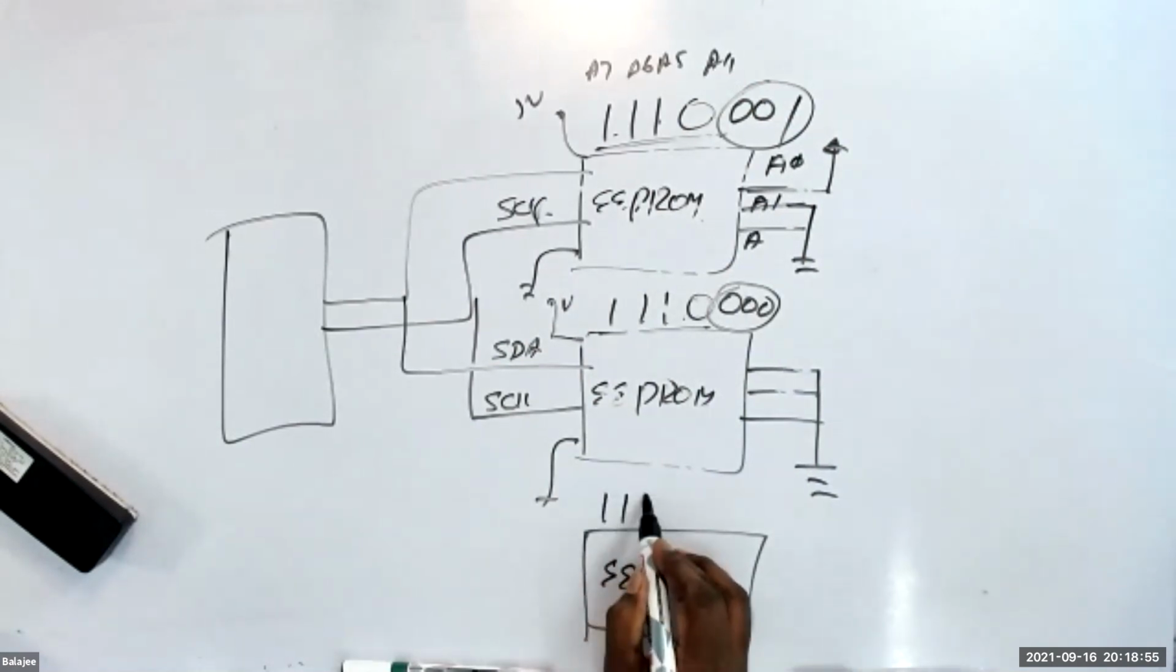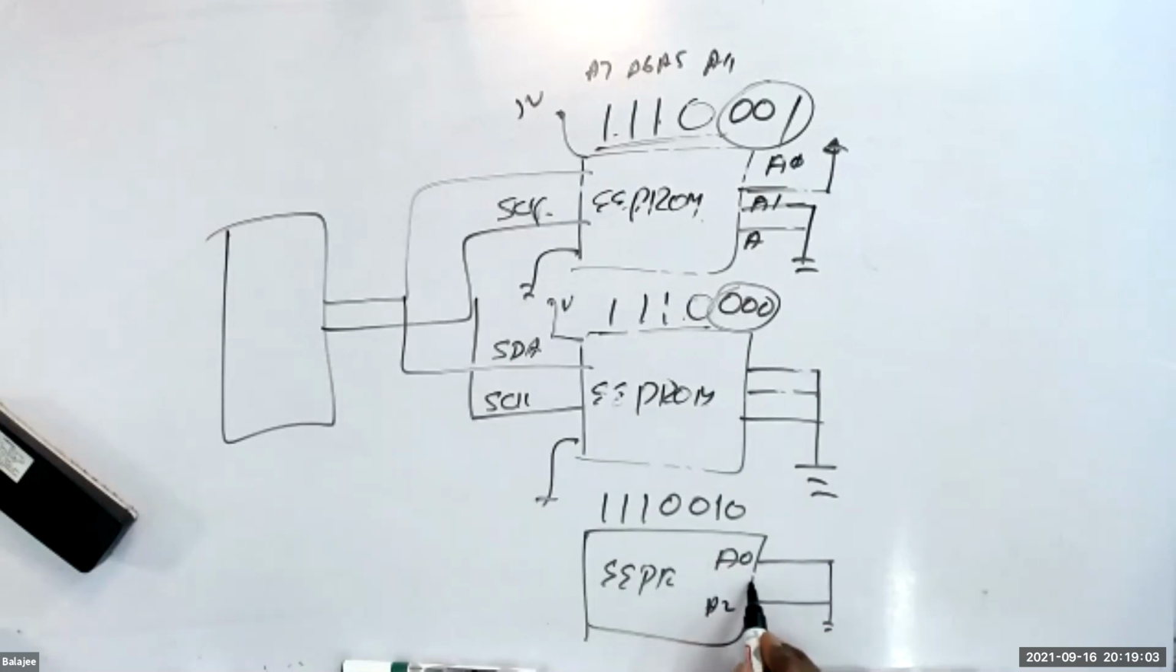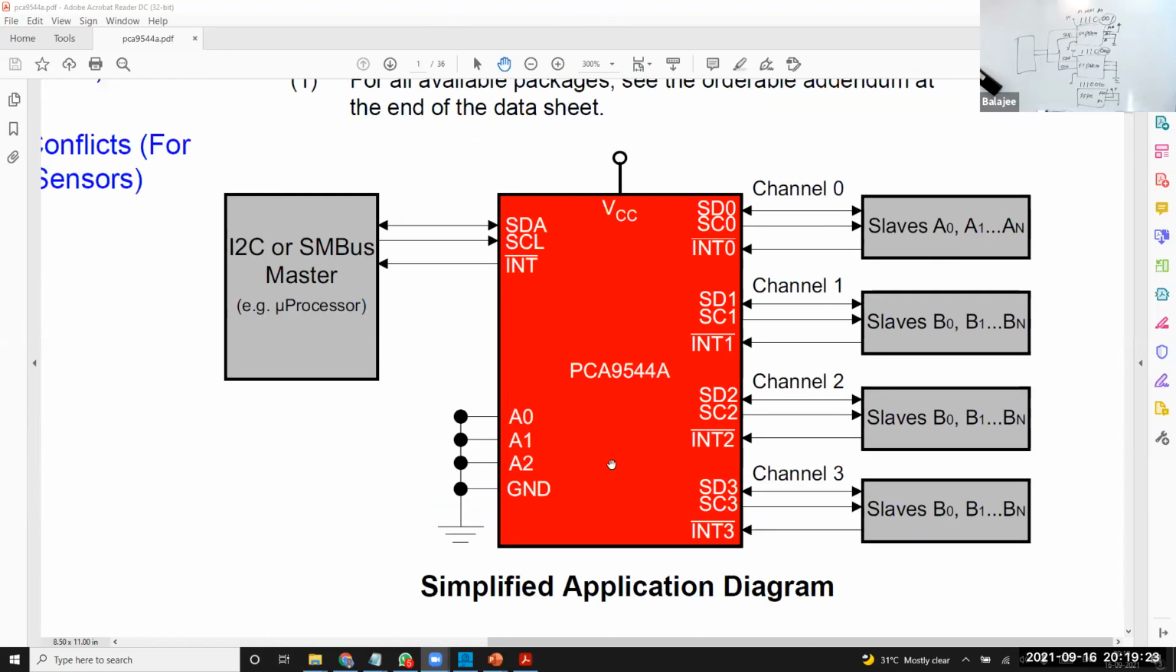I can make the address 110010. That means I will connect these two pins, A0 and A2, to ground. A1 I connected to 5 volt. This is on the chip. That is the reason I showed you on the chip that the manufacturer has shown the addresses A0, A1 and A2. If you see at the top, they would have mentioned that.